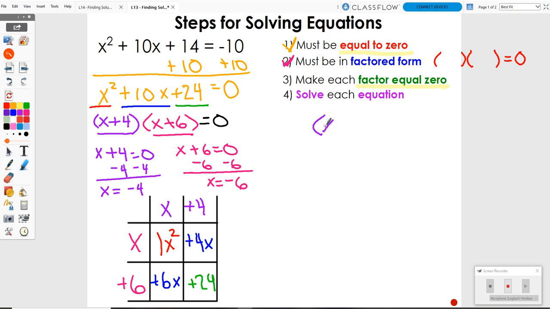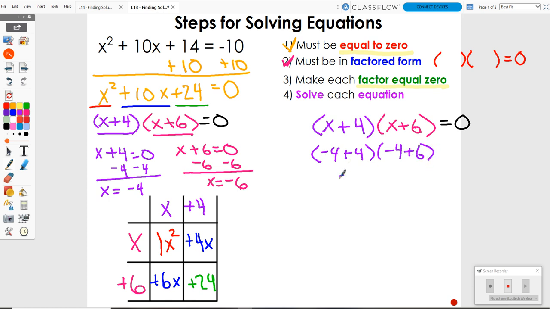Now let me explain what that means, okay? Let's go back to our factored form. So x plus 4 times x plus 6 equals 0. I want you to imagine that x was negative 4. So if I put in a negative 4 plus 4, and then again, x is negative 4, what we're going to see here is negative 4 plus 4 is 0. Negative 4 plus 6 is 2. So 0 times 2 is 0.